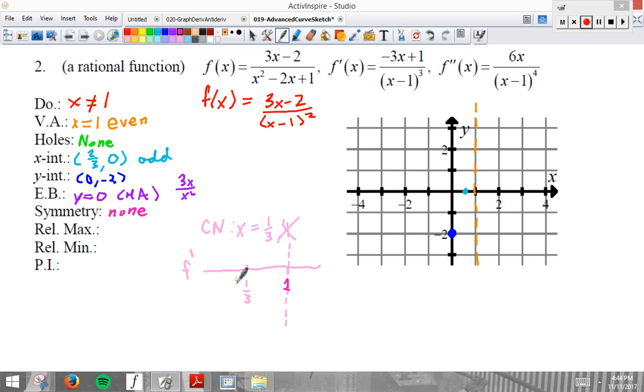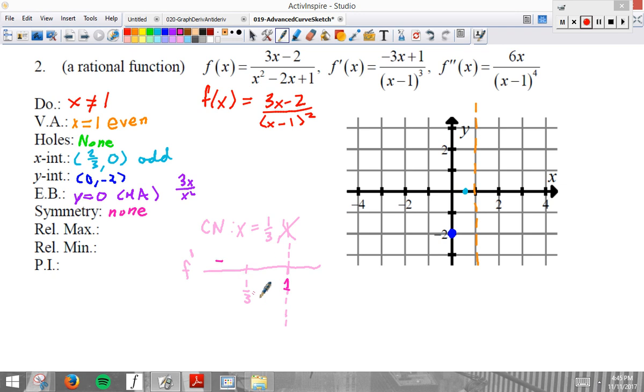Before 1/3, we're trying a value like 0. 0 in the top makes positive. 0 in the bottom, negative cubed, negative. Positive over negative, negative.